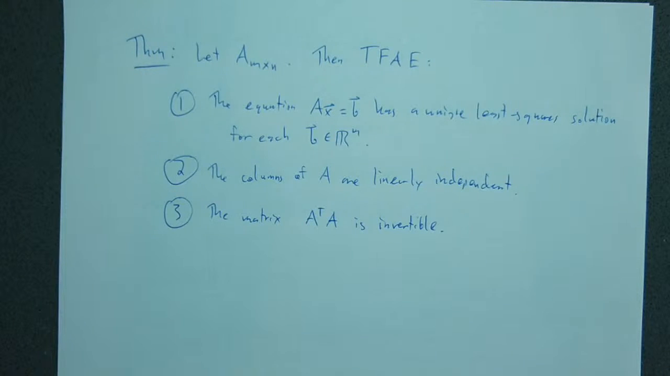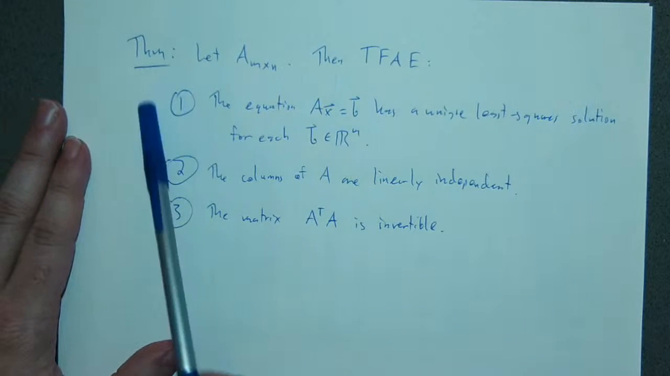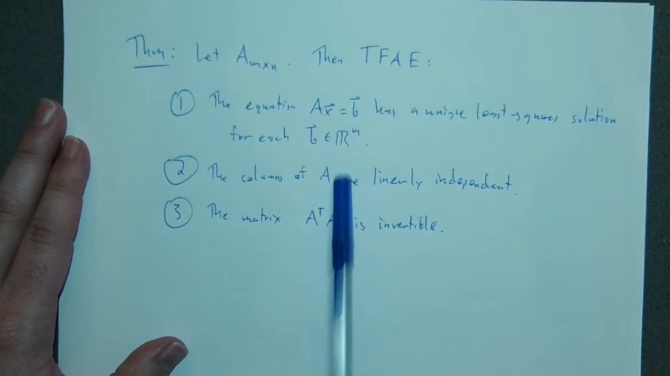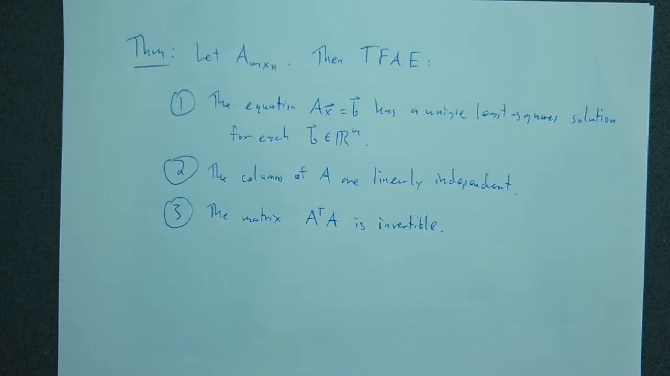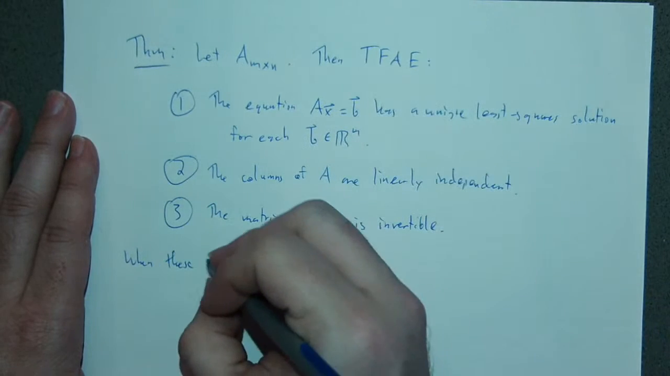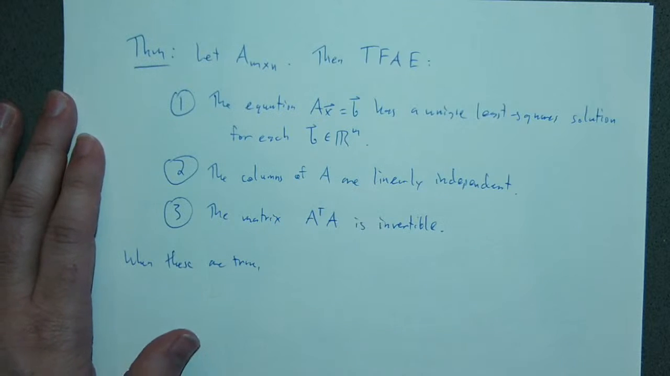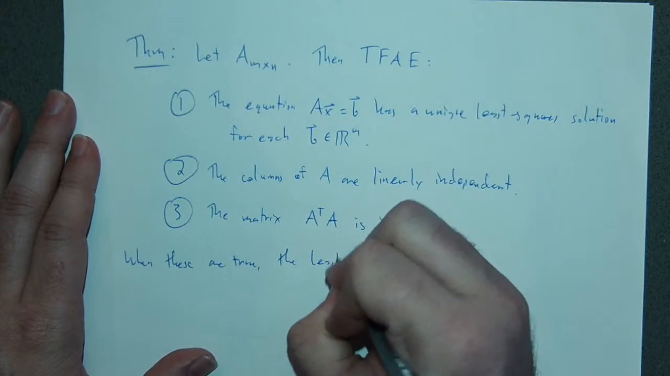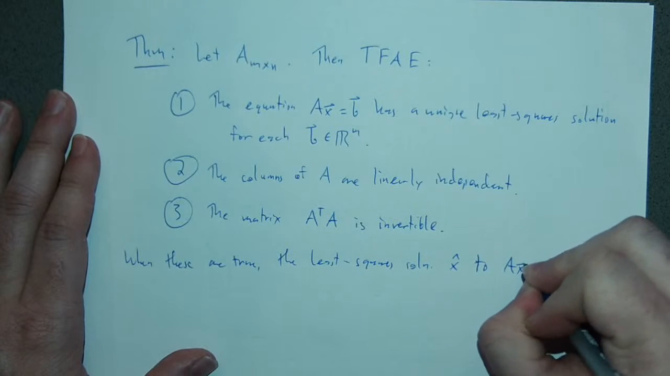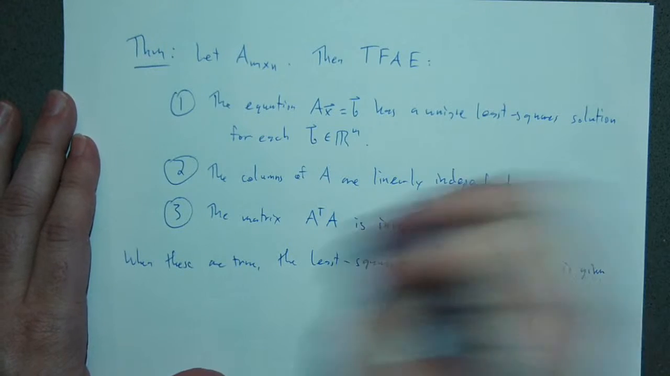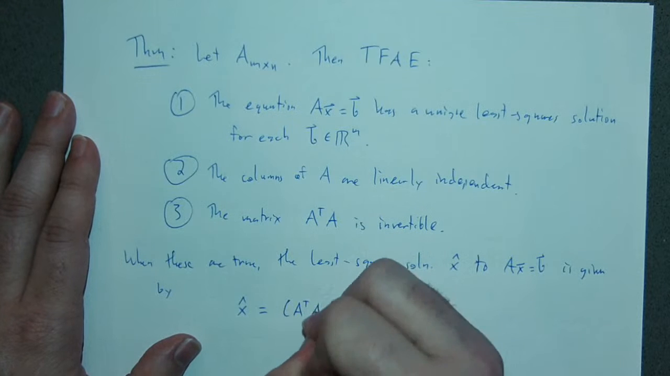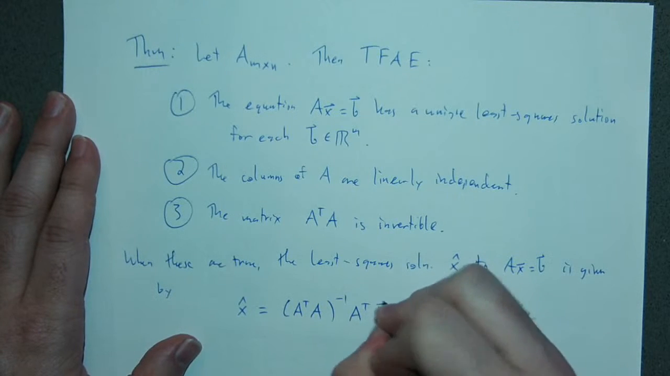Okay, so these three things are equivalent. Now, of course, this is the thing that you want to be true. This is the statement that you're going for, and to show that this is true, you use one of these facts. Okay, and that does it. If a single one of these is true, then all of them are. So when these are true, the least squares solution x hat to Ax equals b is given by x hat is equal to (A transpose A) inverse times A transpose b.